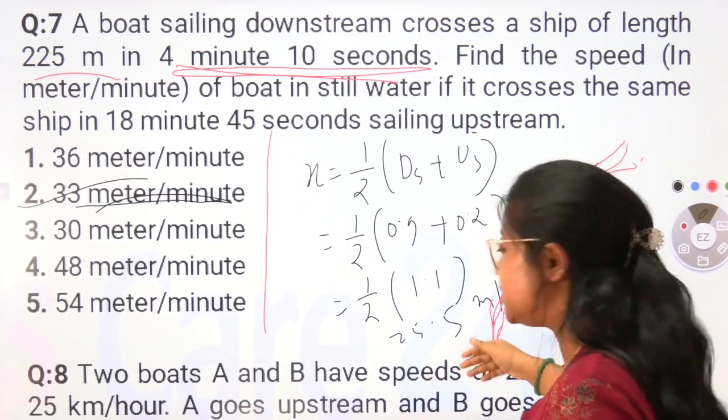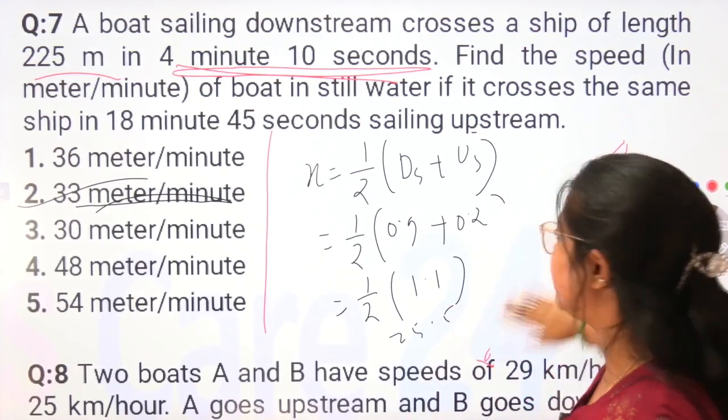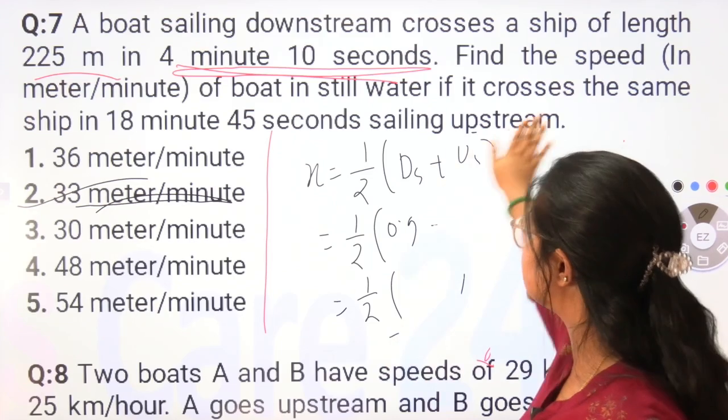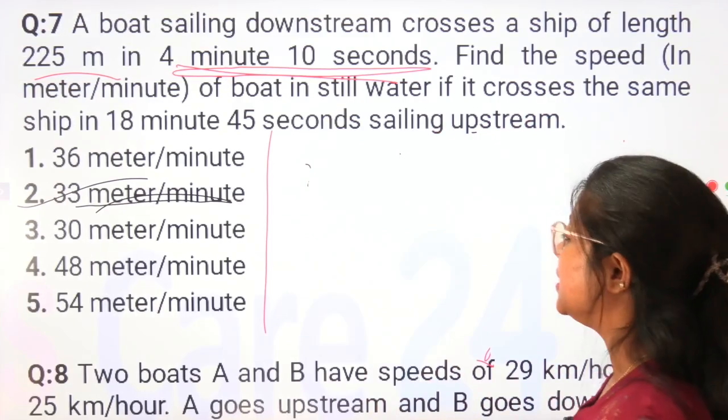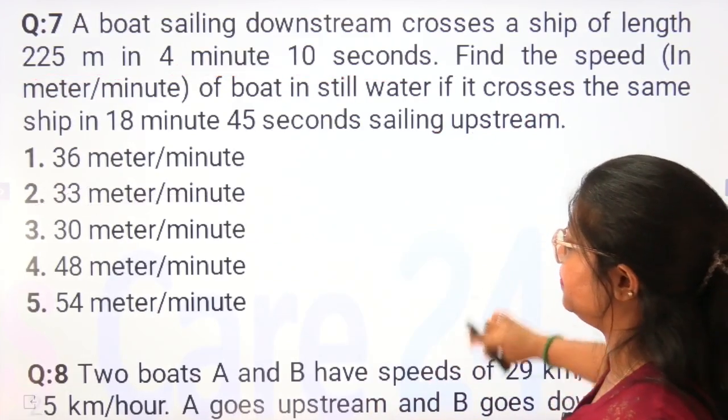So here I am using the concept that the speed of the boat is half of downstream plus upstream, and speed of the current is half of downstream minus upstream. Okay. So now let's move to question number 8.